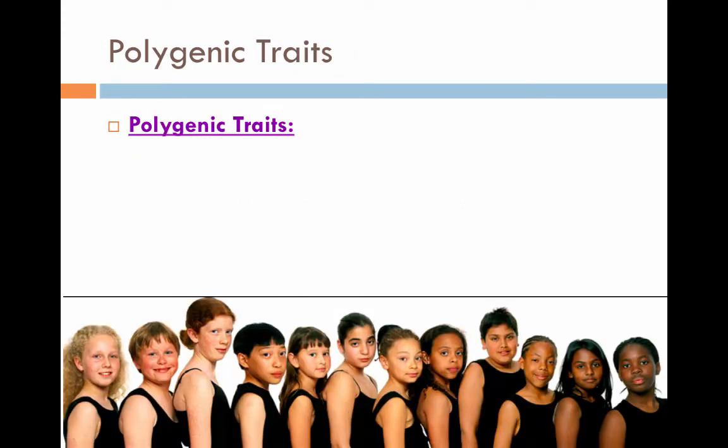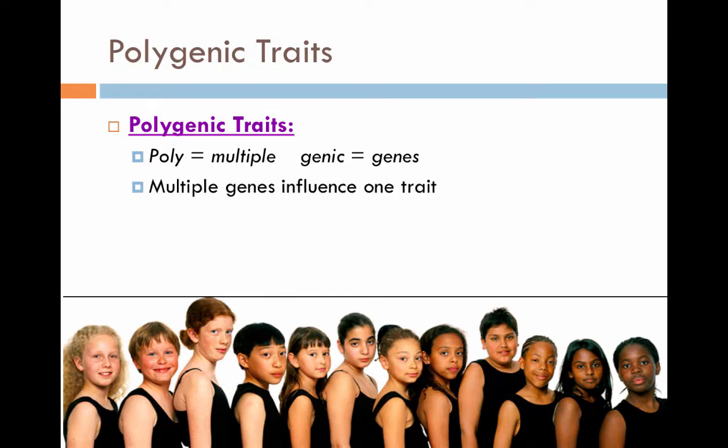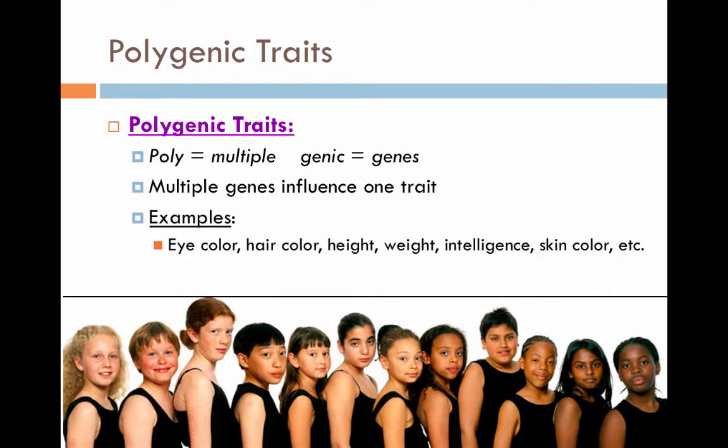Another type of inheritance is polygenic traits. It means multiple genes affect a trait. Poly means multiple, genic means genes. This means that there are a variety of different genes that will influence one type of characteristic. For instance, eye color, hair color, height, weight, intelligence, skin color. It's not just one set of genes that influences these traits, it's many types of genes.